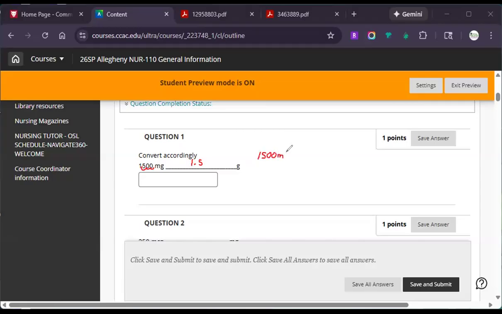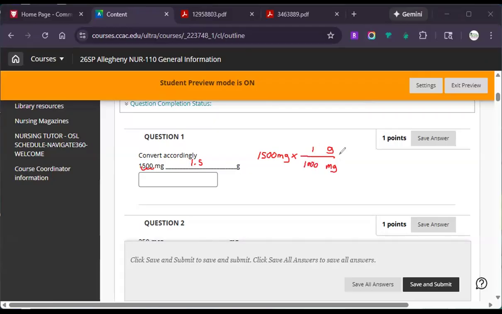So it'll look like this. You'll have 1,500 milligrams times, then you're going to set a conversion factor. The question I always ask myself is, what am I trying to get rid of? Milligrams. And what am I trying to convert it to? Grams. Now you have memorized the number of milligrams in 1 gram. So 1 gram is 1,000 milligrams.